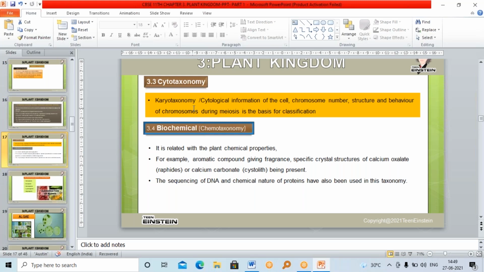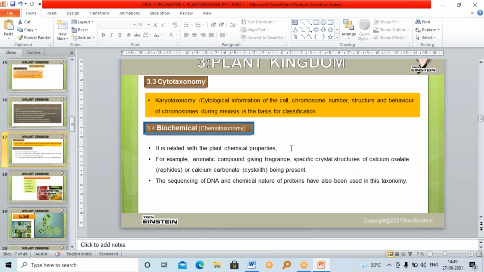In cytotaxonomy, which characters are we considering? The characters related to a cell: all cytological information of a cell, chromosome number, chromosome structure, behavior of chromosome during meiosis. All these are the base for the cytotaxonomical studies.